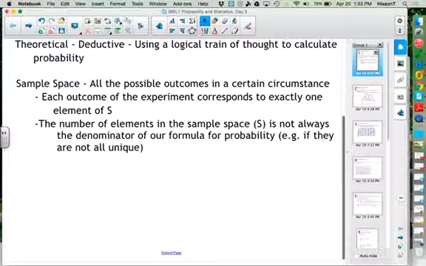Well, here's the thing, guys, and this is the difference between theoretical and empirical probabilities. You can say math is fake. Guys, listen, okay?